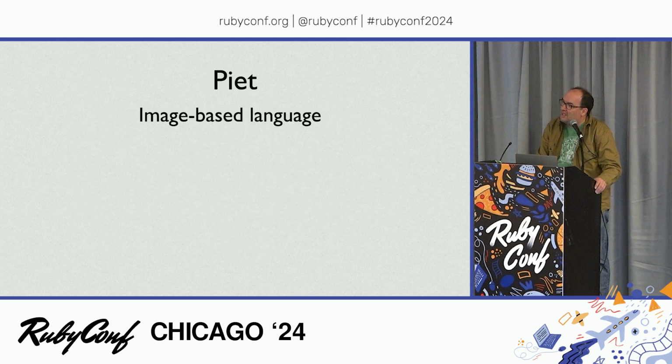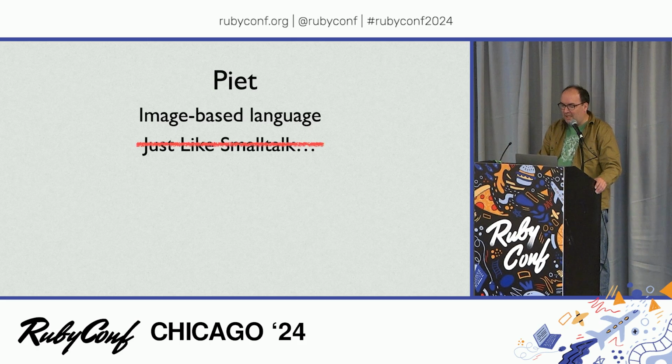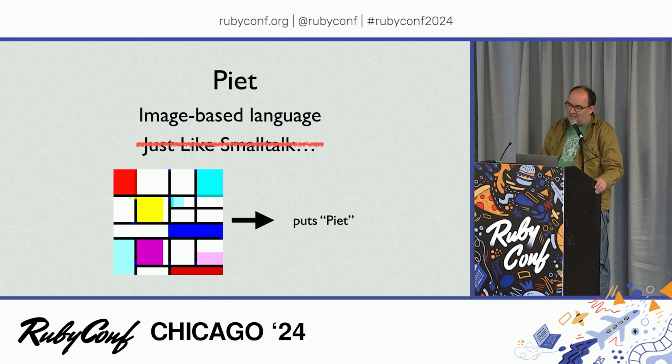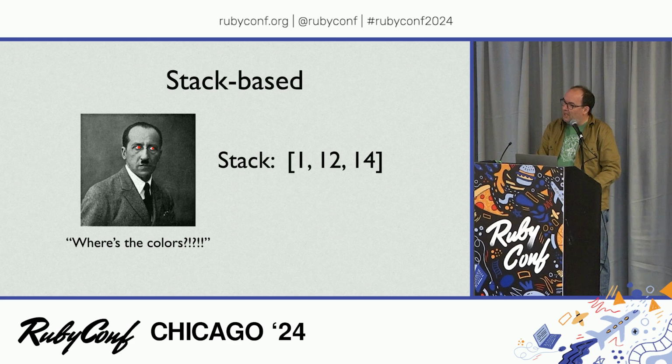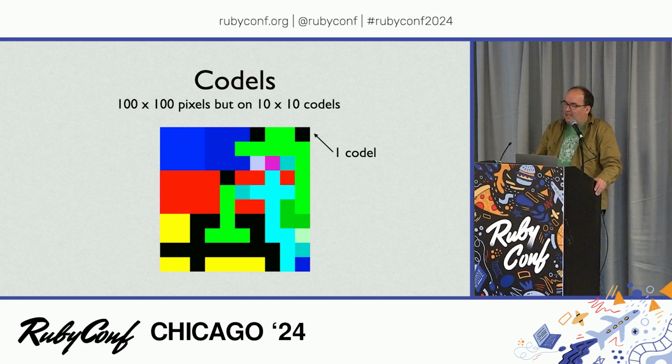So Piet's an image-based language, just like Smalltalk. Well, no, not really. It's literally an image. So if you run Piet on this image, it's going to display Piet to the screen. It's also a funge. Funge is just languages that involve coordinate systems. It's stack-based. The primary unit of things is a codal. This is an n by n set of pixels. This one is 10 by 10.